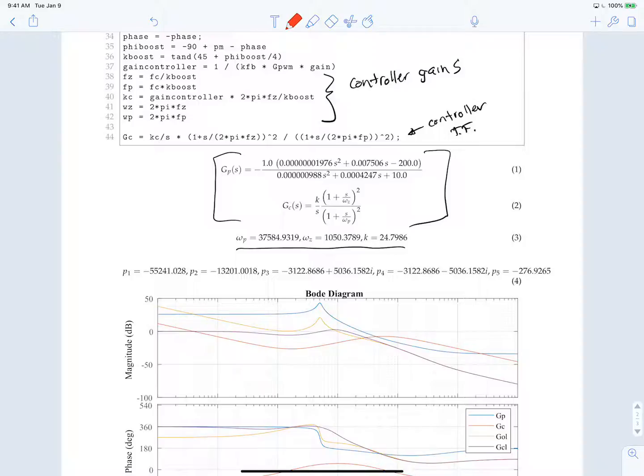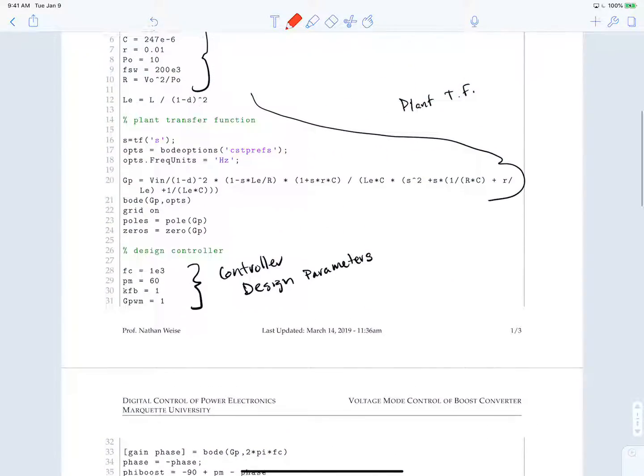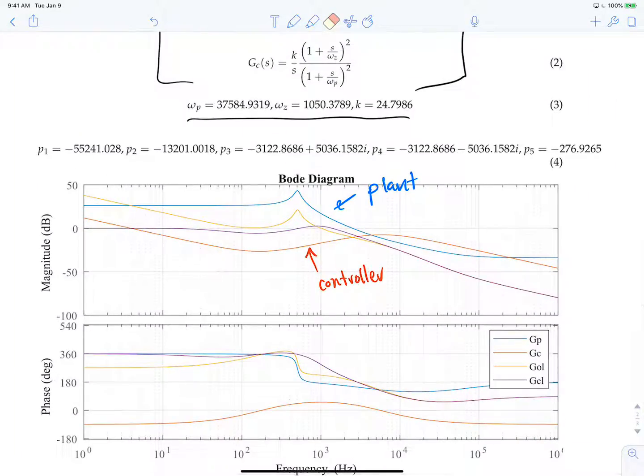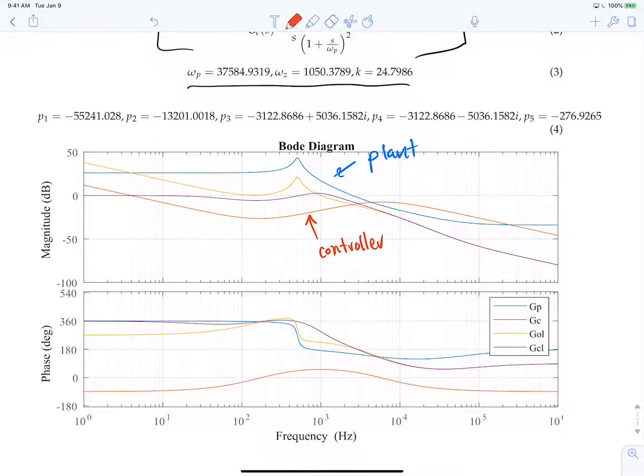In fact, let me go ahead and just outline this here. This is our plant, and you can see that we have a kind of an undamped complex pole pair. Our controller, which is actually shown here in red, let's see if we can show that here. This is our controller. And of course, you multiply the two. We designed this crossover for, what do we design this for? 1 kilohertz here. We should have a gain.